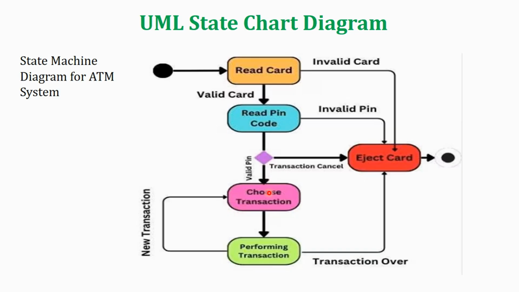If it is valid, then we can choose the transaction. Once we choose the transaction, it goes to the next state and performs the transaction. Again, it asks whether to continue the operation or not. Then we can continue with any other transaction. If not, the transaction is over. Finally, automatically it goes to the final state and ejects the card.